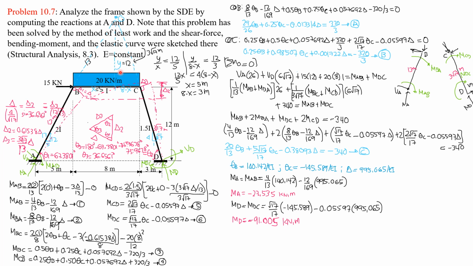By similar triangles, Y is to X equals 12 is to 5. Then on the other triangle, Y is to 8 minus X equals 12 is to 3. So therefore, equating Y, Y is 12 over 5 X. Then on the other side, 12 over 3 is 4, so 4 times 8 minus X. Solving for X, X is 5 meters. Therefore, 8 minus X is 8 minus 5 is 3 meters. So this is 5 meters.